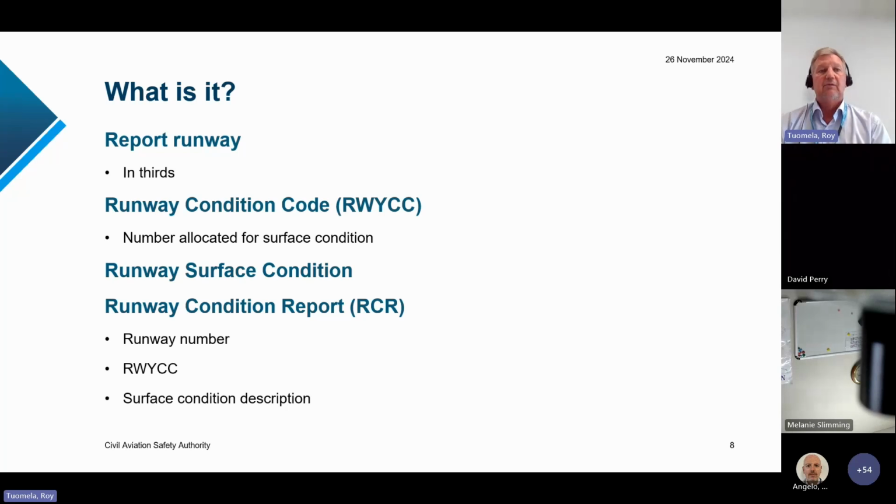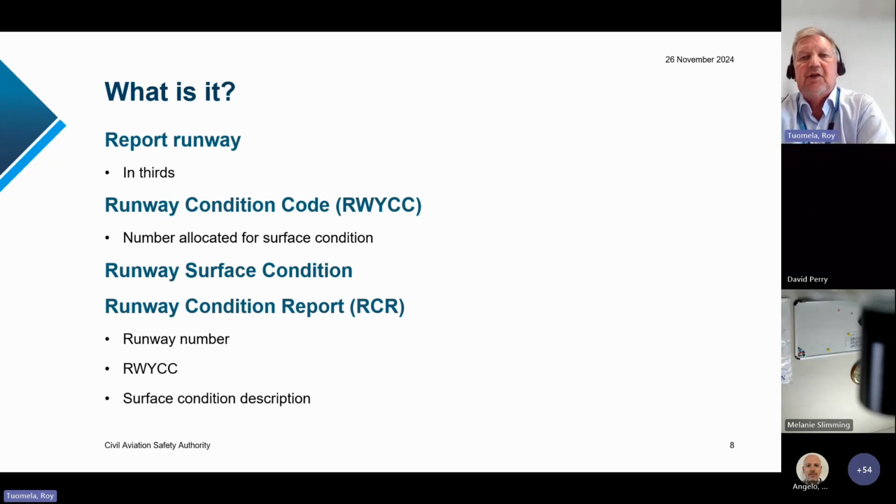So what is the GRF? The reporting is of runways, and they are reported in runway thirds. We're not intending that this is an exact science, so aerodrome operators can approximate runway thirds with existing infrastructure, for example, taxiway runway intersections. So you're not expected to have theodolites or similar to actually measure out the exact third of the runways.